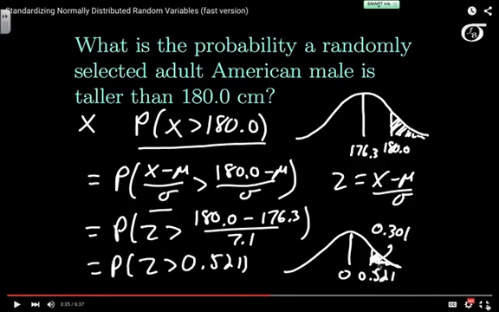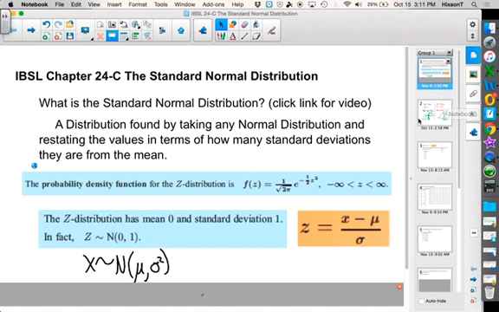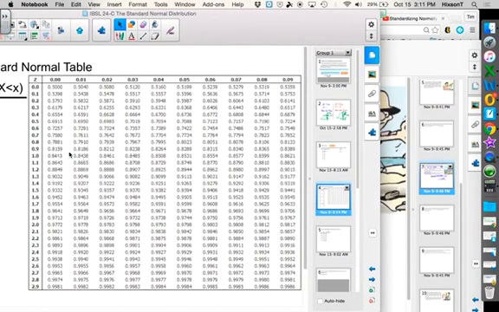All right, he mentioned a standard normal table. I want to actually show you that here. Okay, so he has z as 0.521. All right, if we go here and we look at a standard normal table, okay, z is 0.521. Now look at how this table works.